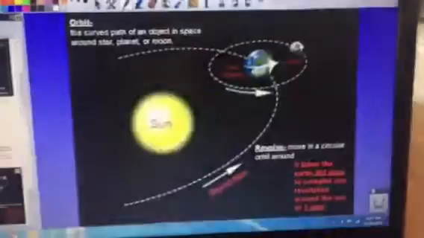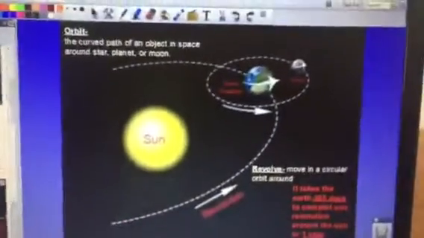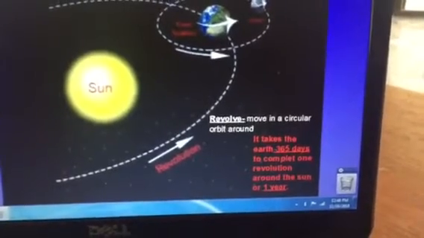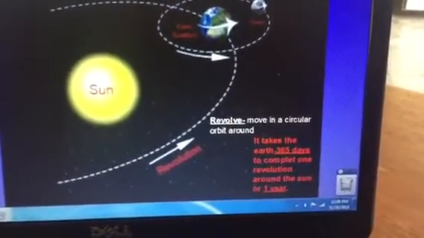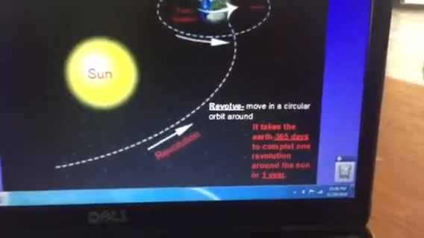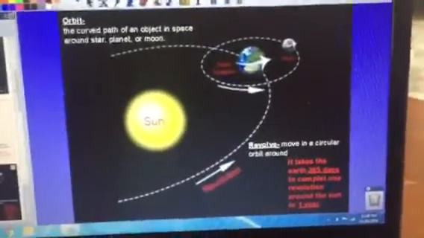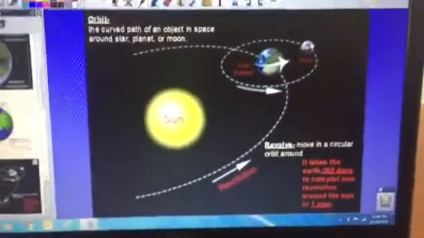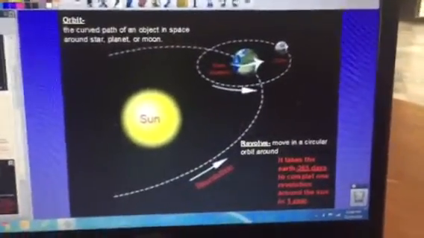Following suit, the next one is going to be on the revolution around the sun. First, we want to understand orbit, so I have the definition orbit up top, definition of revolution in the bottom, complete with the note that one revolution around the sun is 365 days or 1 year. There would be a side note that it's 365 and a quarter days, obviously. That's why we have a leap year.